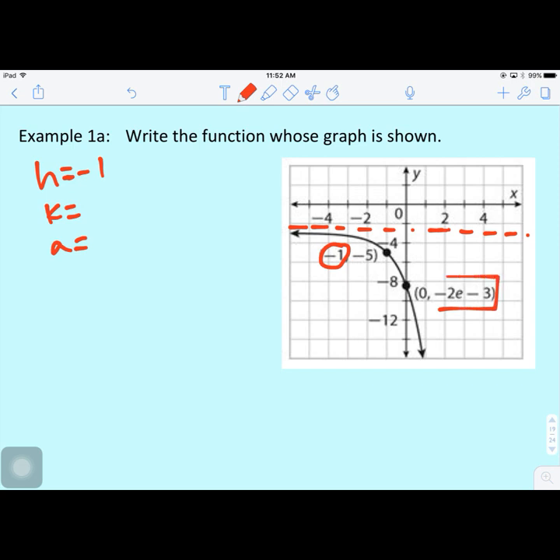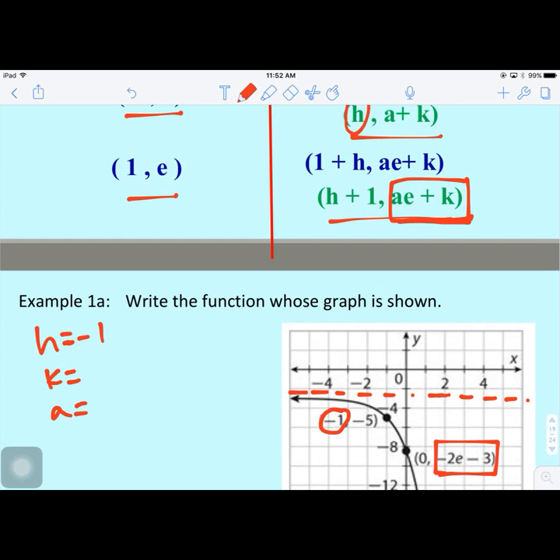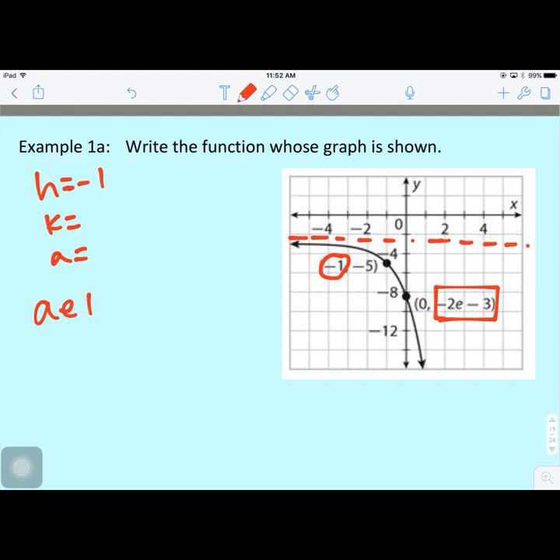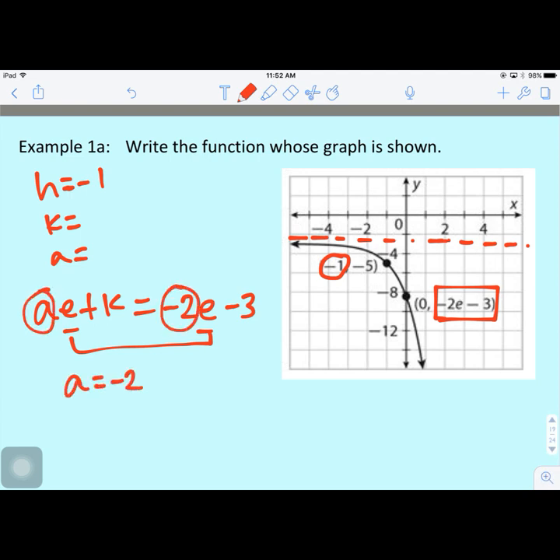Next, we're going to take a look at the second coordinate in the graph. Remember, that maps up with ae plus k. So we're going to line it up with ae plus k equals -2e minus 3. From here, because we know that the e's are lining up, those are equal to each other. Therefore, a must equal -2 from the equation, and k is also lining up to -3. And therefore, we have the values that we need to make our equation.